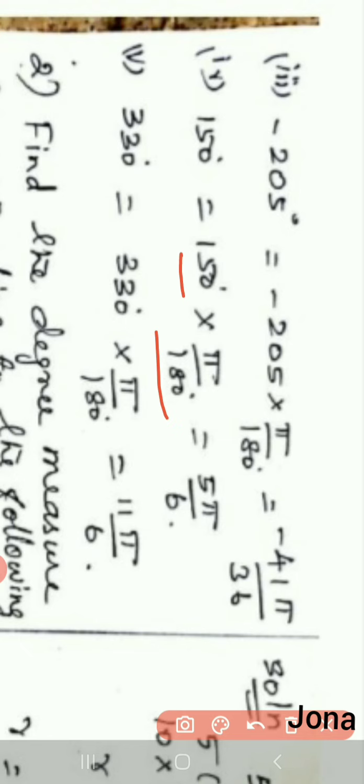The next problem, 150 degrees. 150 degrees into pi by 180 degrees. The same thing, we can cancel here and here. 15 and 18 we can cancel, so that we get 5 pi by 6. The next one, 330 degrees. So that 330 into pi by 180 degrees equals 11 pi by 6. So this is the change of degrees into radians.